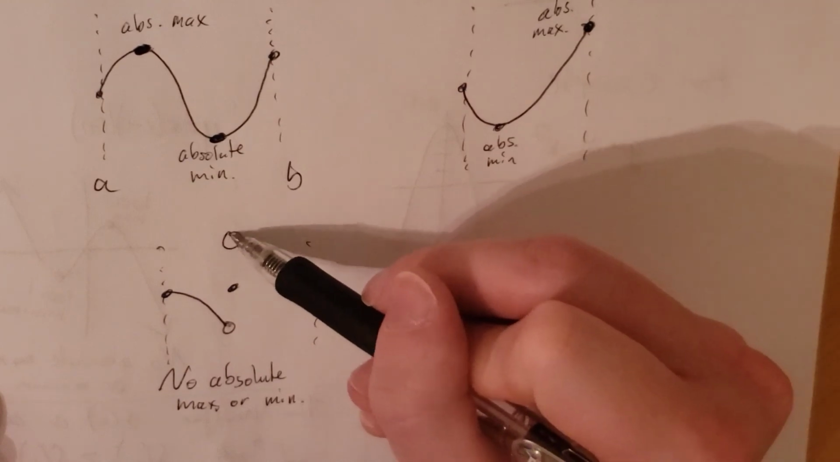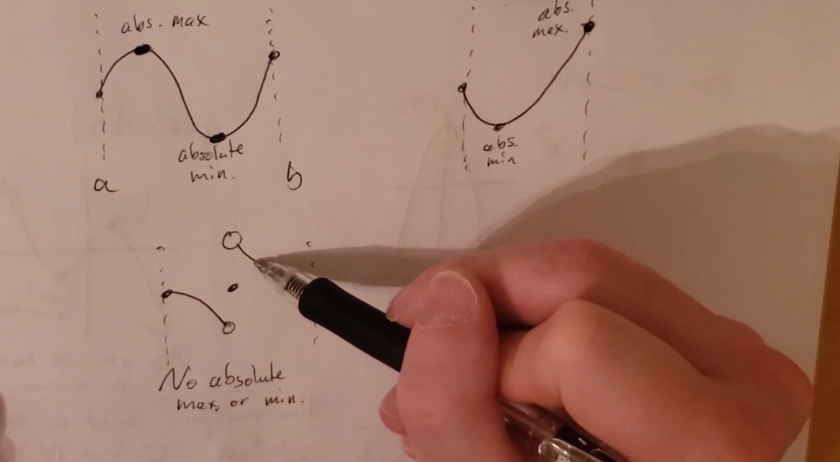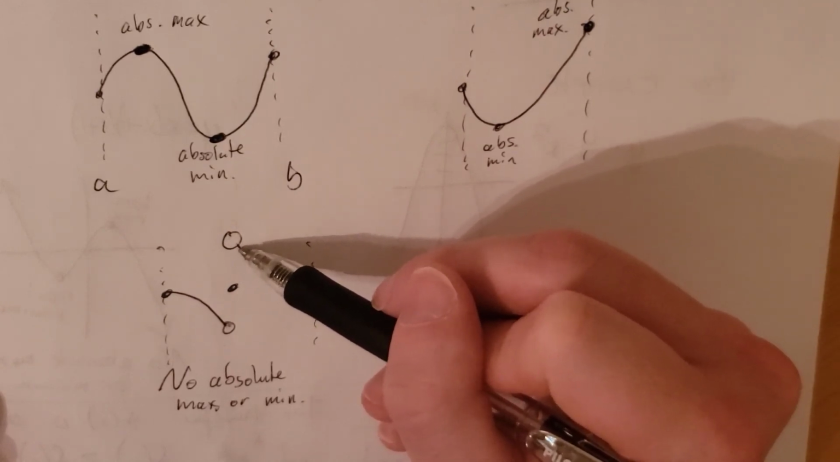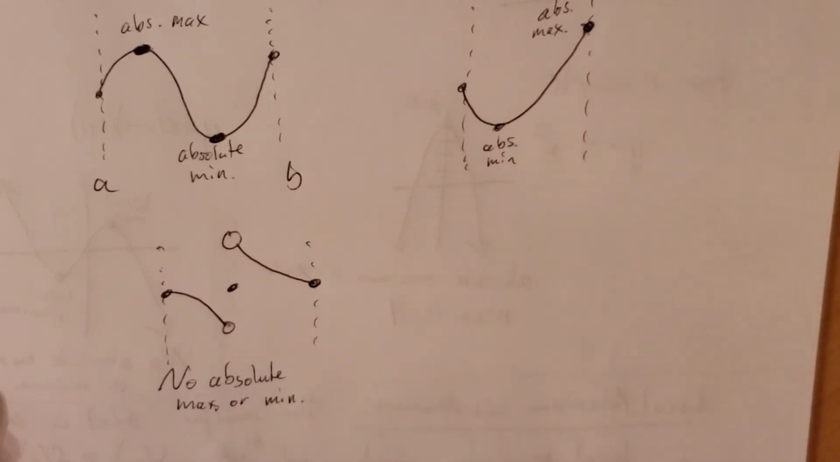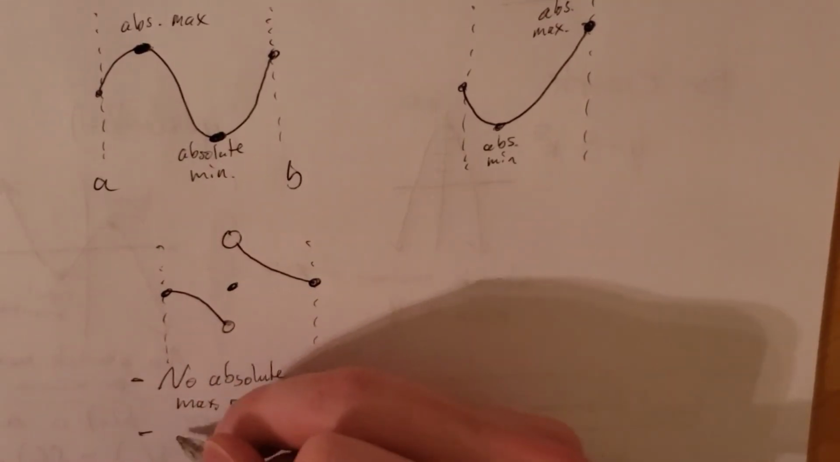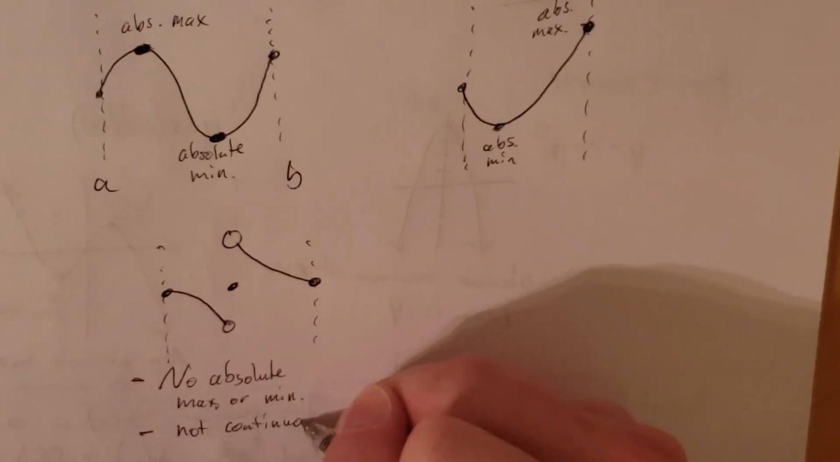And if we approach this open circle from the right, then again, the same idea. No matter what we pick as a possible absolute maximum, we find that there's a value just a bit greater than that. So we don't have an absolute max or an absolute minimum there. And again, this is because the function is not continuous on our interval.